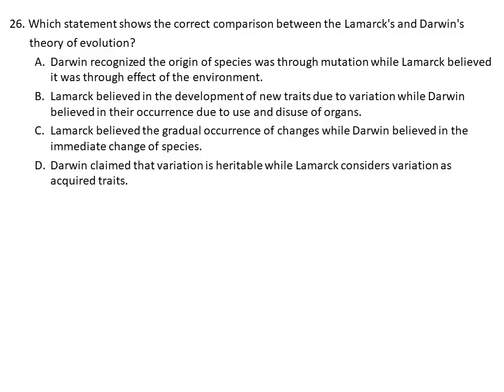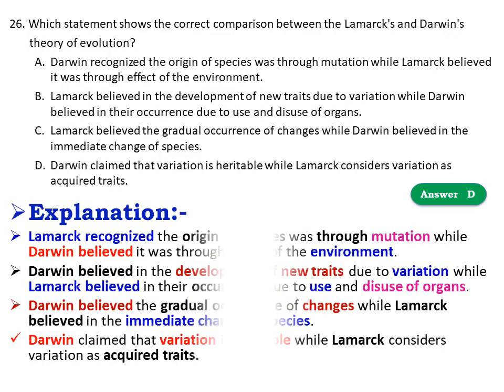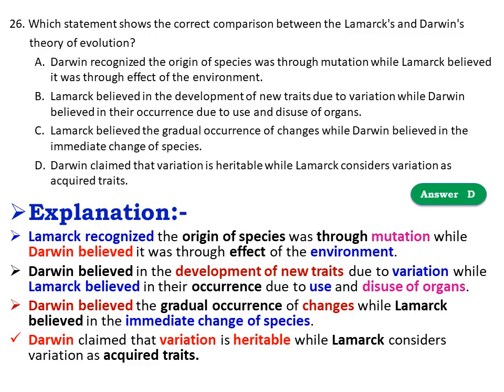Question number 26. Which statement shows the correct comparison between Lamarck and Darwin's theory of evolution? So that should be D. Darwin claims that variation is heritable while Lamarck considered variation as acquired traits. So we can briefly write an explanation. Lamarck recognized the origin of species was through mutation while Darwin's was through effect of the environment.